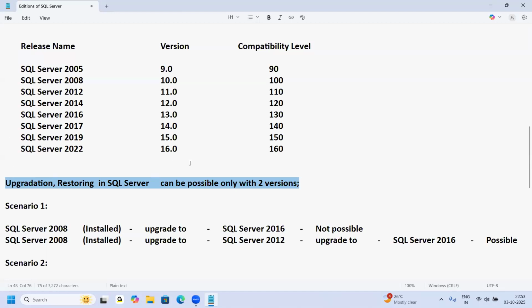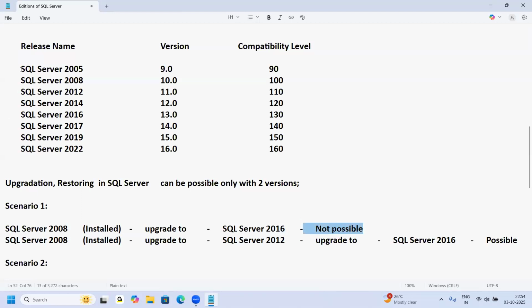Sir, here I have a question. When you say restoring or upgradation is possible only with two versions, which two versions are you talking about? I gave examples here. I took the example of 2008, just an example. If I'm talking about SQL Server 2008, if it is already installed in my machine, and I felt now 2008 has become older for me, now let me upgrade to 2016. So I'm planning to upgrade SQL Server 2008 to 2016. Direct, you can't. That is not possible.